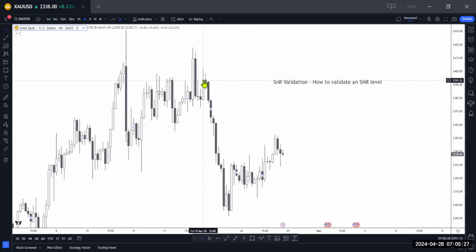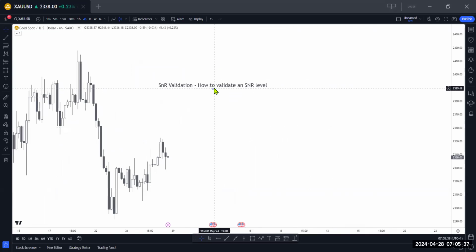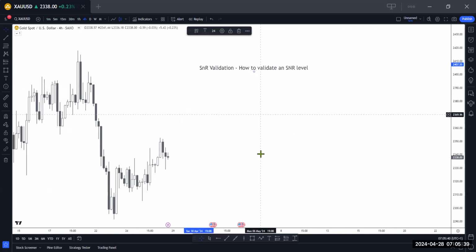How to validate an SNR level. So how do we validate an SNR level? How is an SNR level validated? An important thing to know is that yesterday we spoke about 5 SNR levels. We spoke about engulfings, classic SNR, HNS, gap, open and close levels, and then breakout SNR.